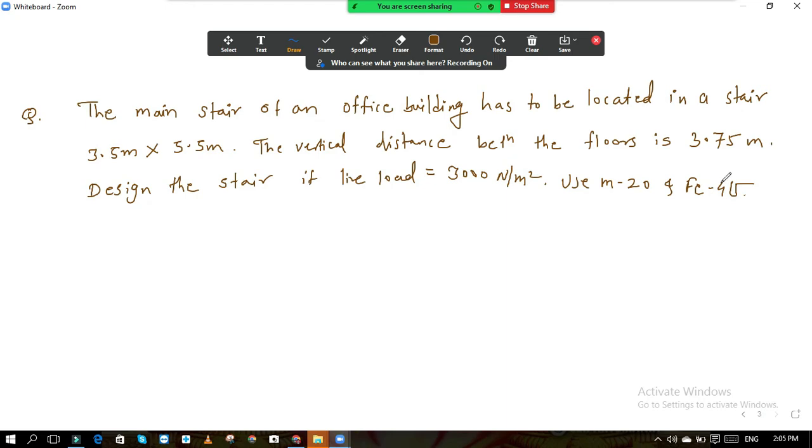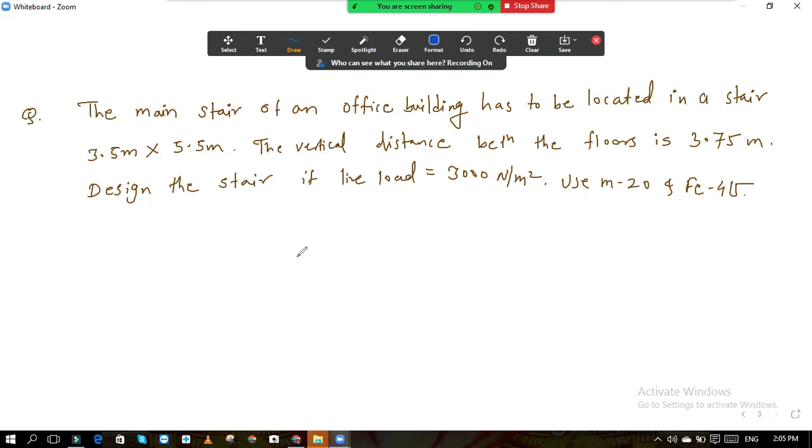So I will read the problem once again. The main stair of an office building. So the building they have given you is an office building, has to be located in a stair 3.5 meter by 5.5 meter. So the dimensions of the stair block are given to you. The vertical distance between the floors is 3.75 meter. Design the stair if live load is 3000 Newton per meter square. Use M20 and Fe 415. Okay. Now see how to solve this.